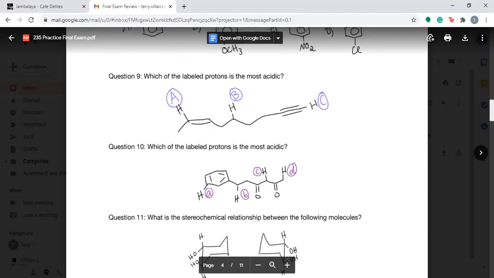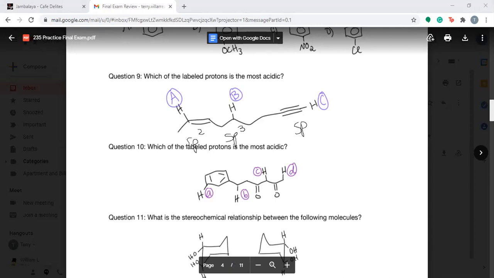I'm just kidding. Okay. So now for question 9, it says, which of these labeled protons is the most acidic? I mentioned this before the break. Do you guys remember what I said when it comes to hybridization? What's the difference between all the carbons that they're attached to? Would it be how many other things it's attached to? It's the hybridization. Yes, that's the fancy chemical term.